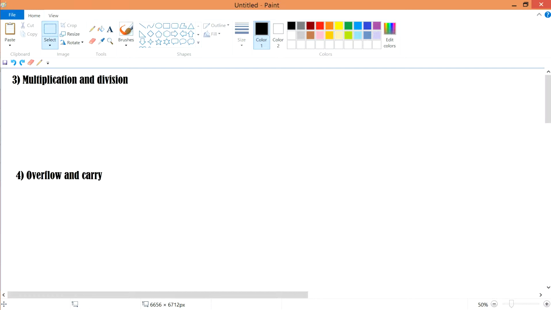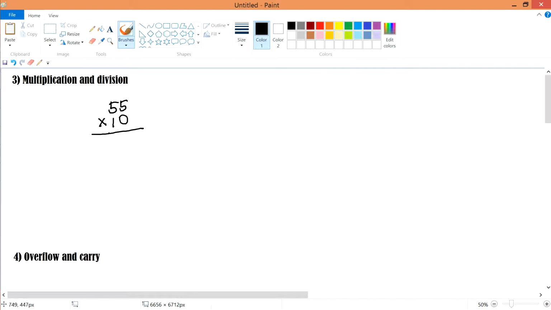So I'll do the multiplications and the division first. I'll start with an example. Say you have 55 times 10. You actually shift your 55 with a 0. If I have 55 times 100, I actually shift it to 5500. So as you can see, you have two more zeros behind, while over here you have one more zero behind.